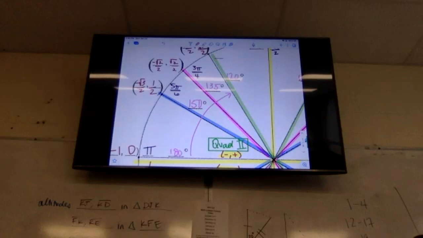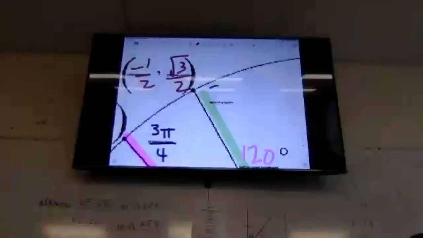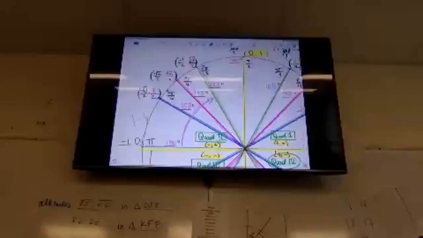And I was at 1 pi, and I'm minusing off 1 pi over 3. So what's 1 minus 1/3? 2/3. So it's going to be 2 pi over 3 is your radian there. You guys are getting the hang of these fractions.